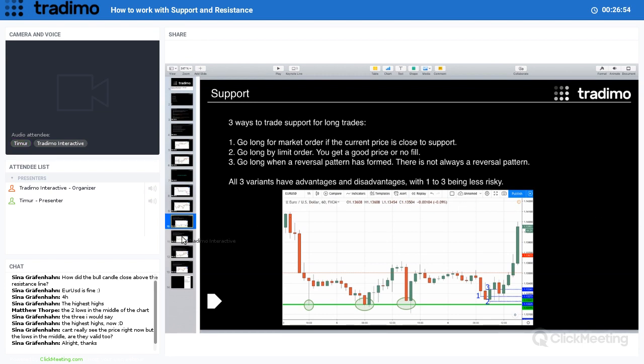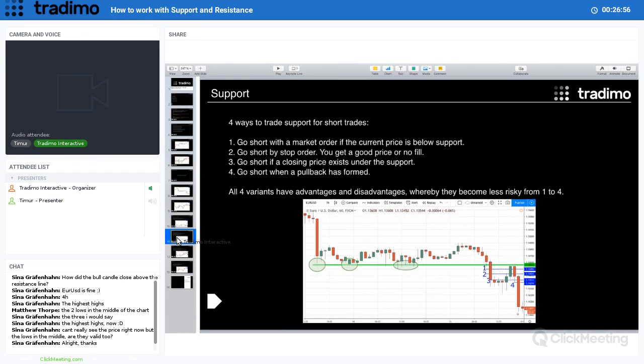Okay, then I can continue with the 4 interesting spots for going short using a support level. And of course, such a support level is not valid for all time. It can happen that the level breaks, and then of course this is an opportunity to go short, and we have here 4 possible opportunities to make a trade when a support level is broken.